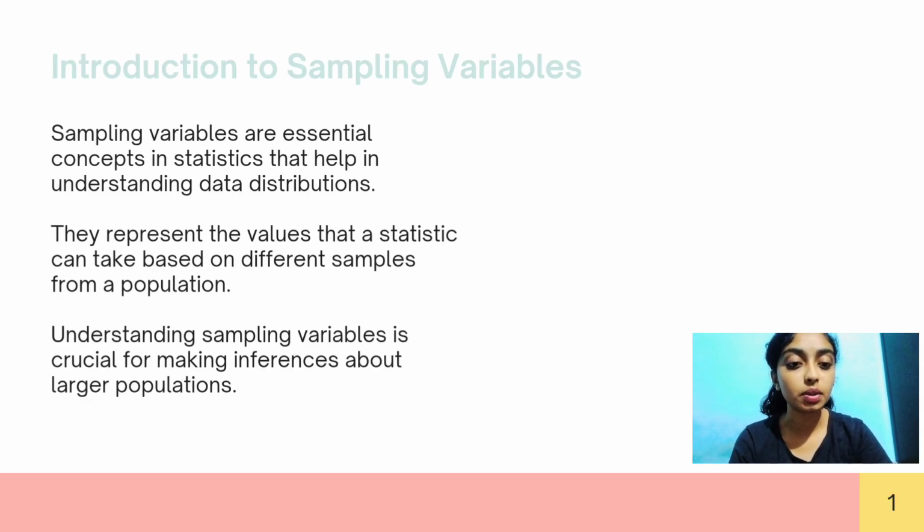Introduction to sampling variables. Sampling variables are essential concepts in statistics that help in understanding data distributions. They represent the values that a statistic can take based on different samples from a population. Understanding sampling variables is crucial for making inferences about larger populations.